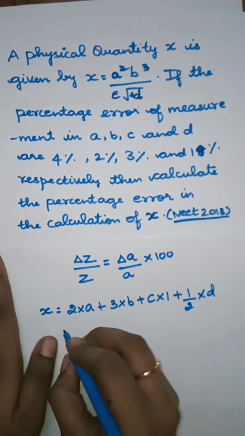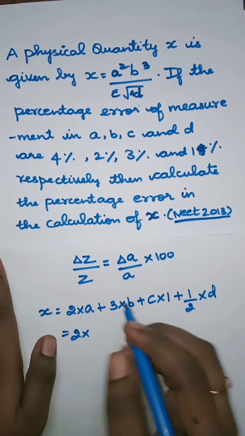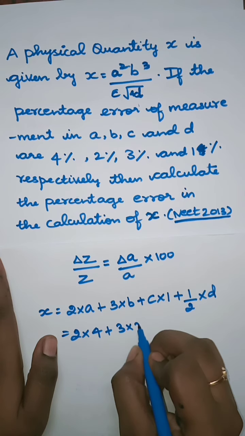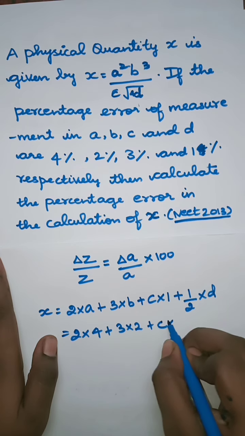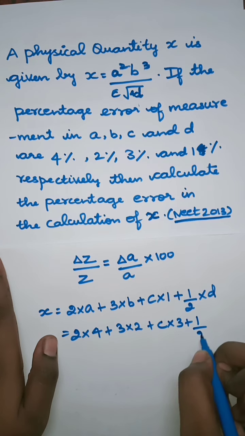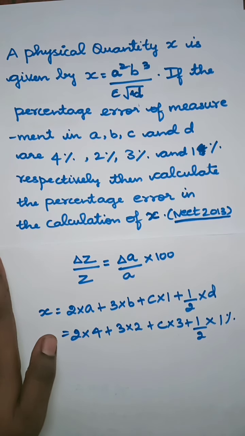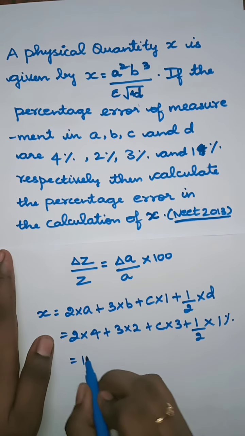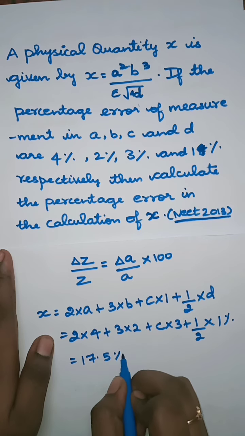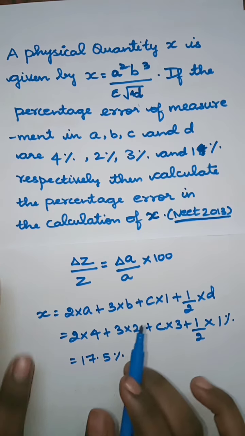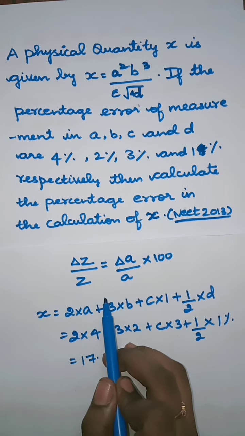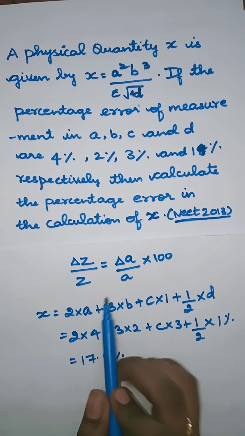Simple trick. So the percentage error of x is 2 into 4 plus 3 into 2 plus 3 plus half into 1 percent. When you do all this, your answer will be 17.5%. Simple method. No need to apply all these formulas. Simply bring the power and multiply it by the given value.